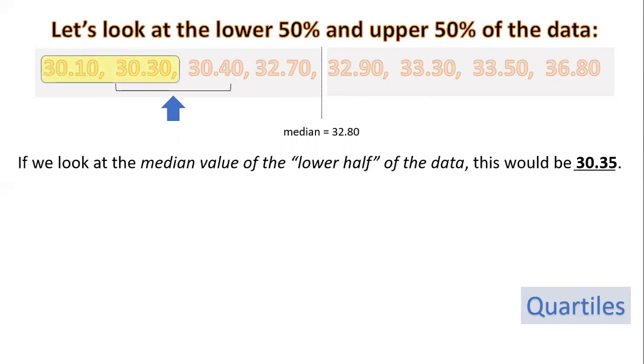Now, how could we refer to that median of the lower 50%? Well, we see that that value, $30.35, has exactly 2 out of the 8 values in the data set below it. That's 1/4, or 25%.